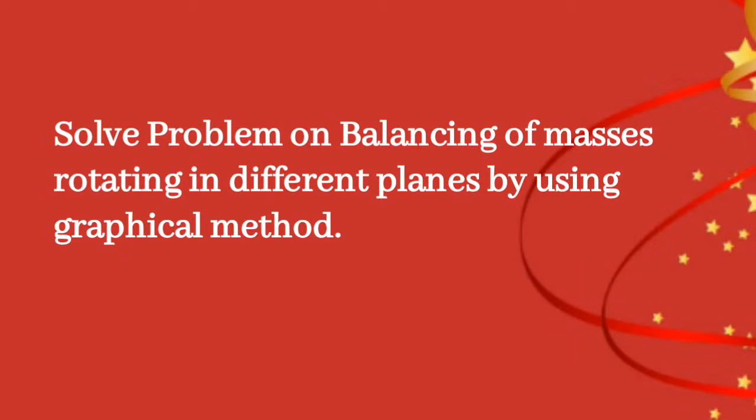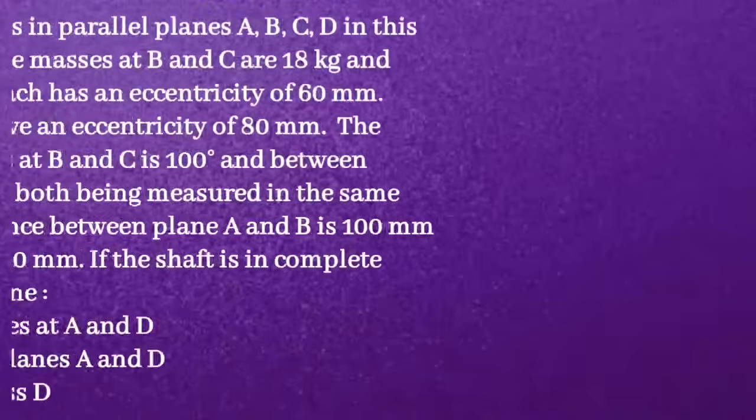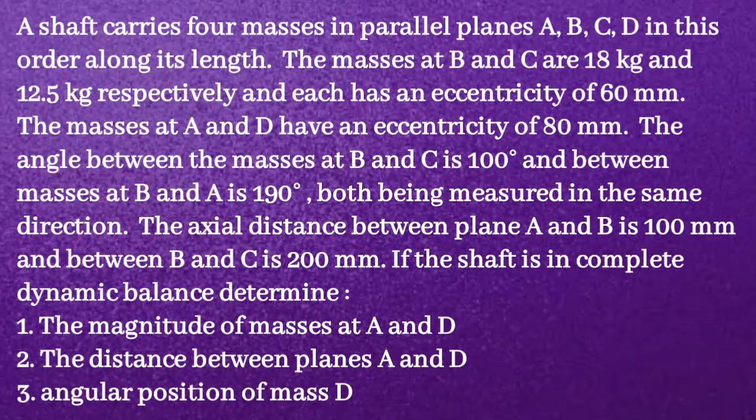Solve problem on balancing of several masses rotating in different planes by using graphical method. Given question: a shaft carries four masses in parallel planes A, B, C and D in this order along its length. The masses at B and C are 18 kg and 12.5 kg respectively, and each has an eccentricity of 60 mm. The masses at A and D have an eccentricity of 80 mm.